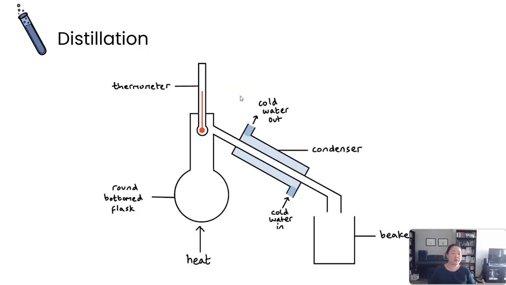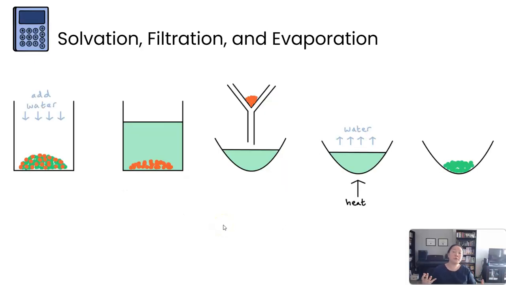Out of all of the processes that we're going to talk about, this is probably the one that you might hear about most in real life, because this is used in big industries to purify the certain chemicals that they want. The next process that we're going to talk about, or next technique, is going to be solvation, filtration, and evaporation.